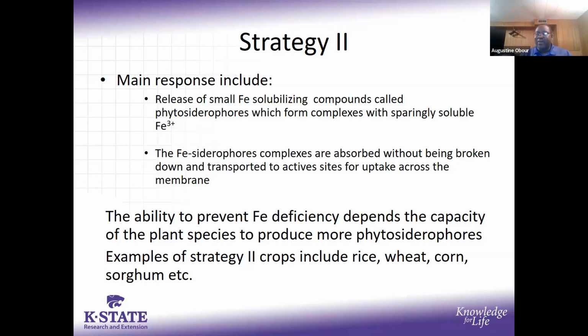This phytosiderophore-iron complex then moves across the root membrane into the root cells. Once they are in the root cells, then the Fe3+ can be reduced into Fe2+ for plant uptake. This is the strategy that the grasses use. However, to be effective, you have to produce more of these phytosiderophores, so you will be able to have more iron for that plant for uptake.